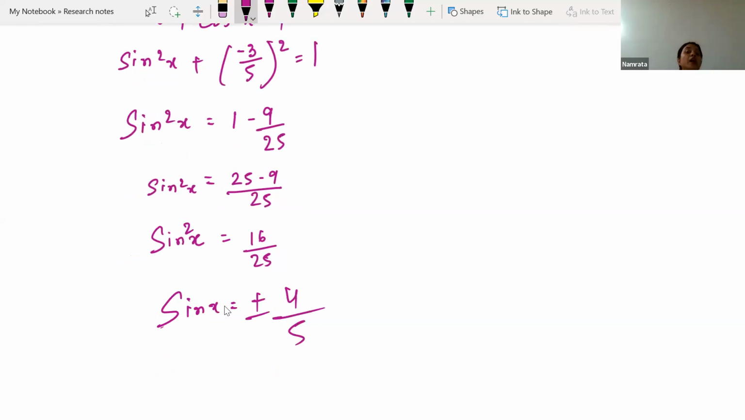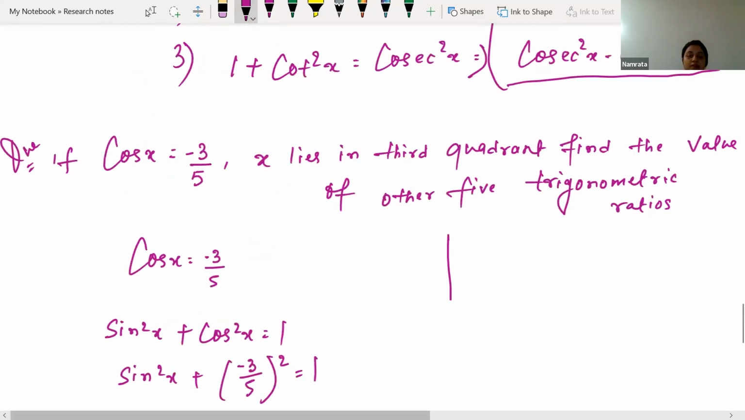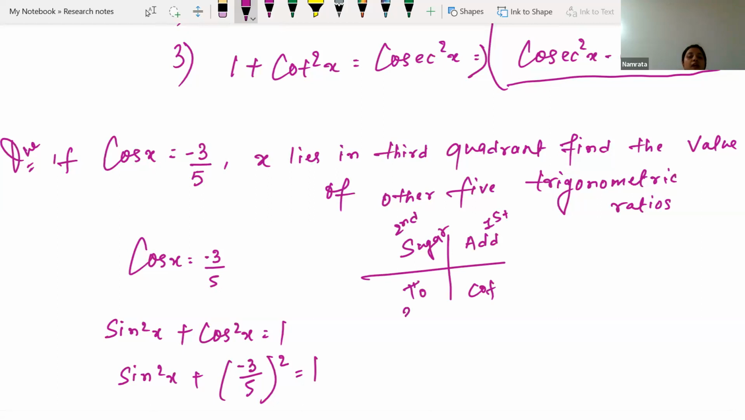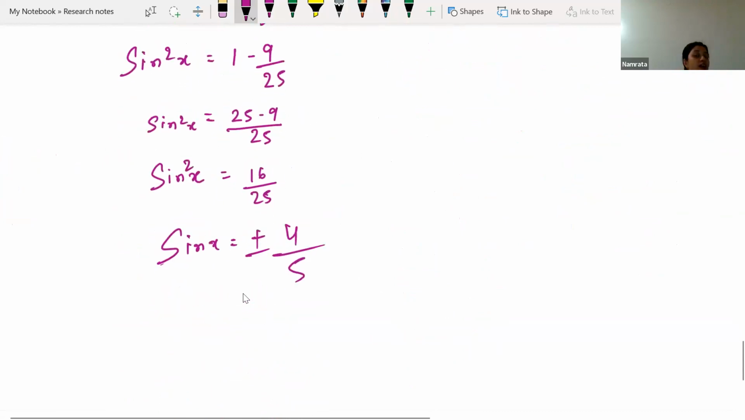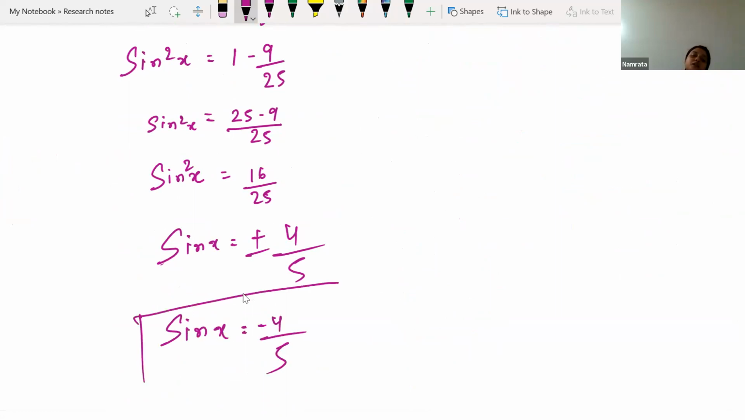Now, is it plus 4/5 or minus 4/5? How will we decide that? Here it is written that x lies in the third quadrant. Which one is the third quadrant? This is first, this is second quadrant, this is third quadrant. And we know in the third quadrant, tan is positive and the rest are negative. So sine will be negative. Which value of sine will you take, plus 4/5 or minus 4/5? You will say sine x value is minus 4/5 because x is in the third quadrant. Is it clear to both of you? Am I audible? Yes, ma'am.